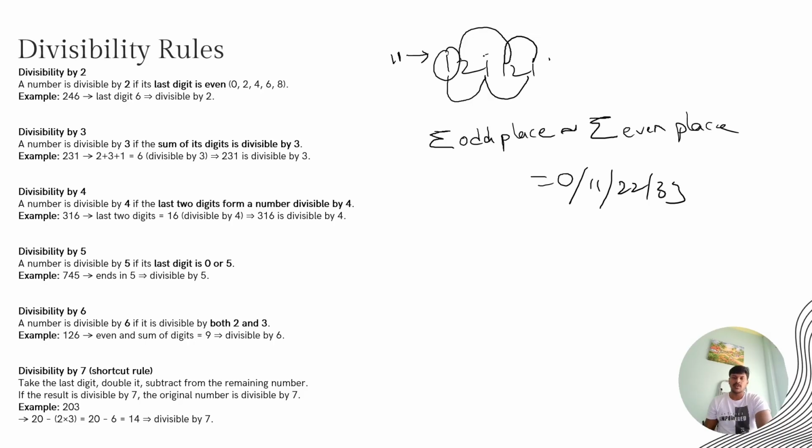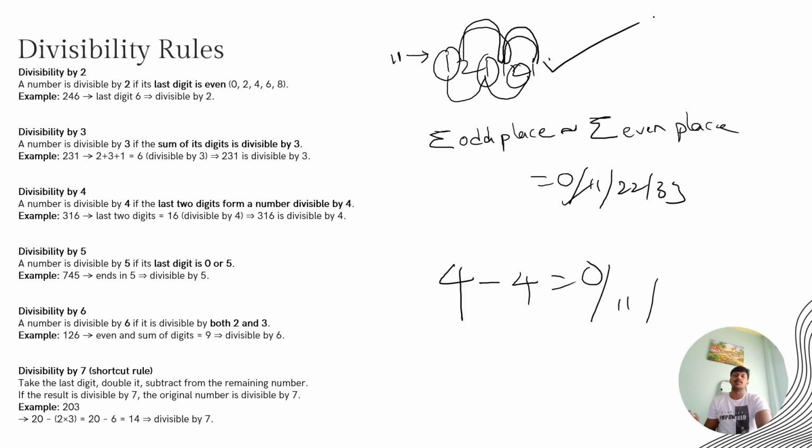See here, 1, 1, 2. We got 4. And 2, 1, 1. We got 4. The difference has to be either 0 or some multiple of 11. Then this number will be divisible by 11. Add all the odd place numbers, add all the even place numbers, subtract one from the other. The answer has to be 0 or some multiple of 11.